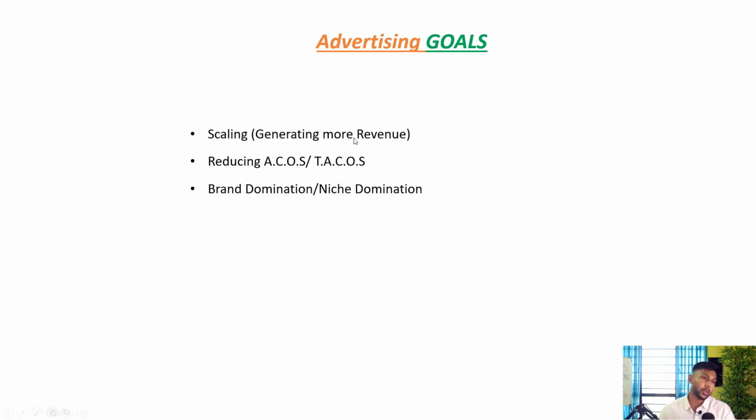Now, the fourth point, which is actually the most important thing, product launch. We use PPC for product launch. So the fourth goal will be product launch, new product launches. So below the advertisement goals on the fourth point, write product launch.